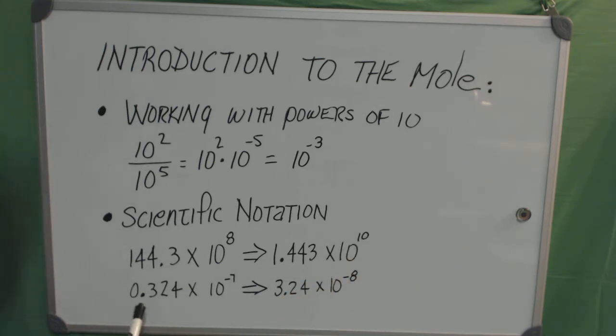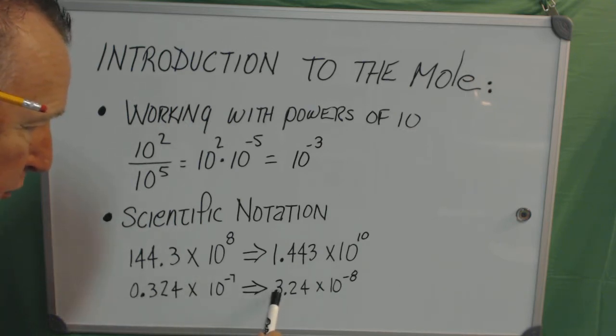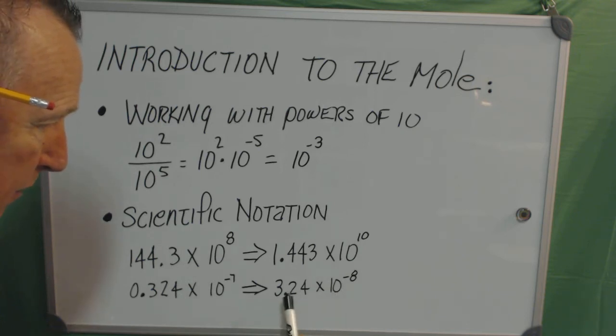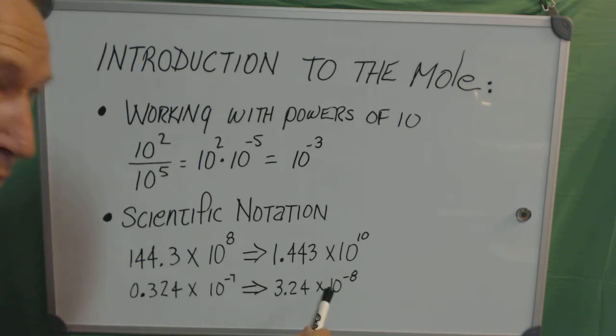Same way with decimals that are less than 1. I want to get a number in this first unit position. So in this case, I have to multiply this by 10 in order to move the decimal. So I end up with 3.24. And if I multiply this by 10, I've got to divide this by 10. That means I've got to subtract a 1. And so I end up with 3.24 times 10 to the minus 8th.